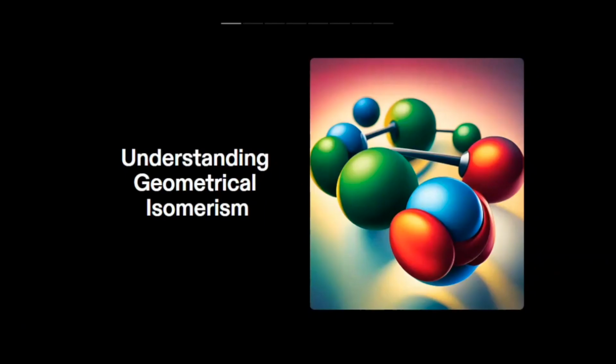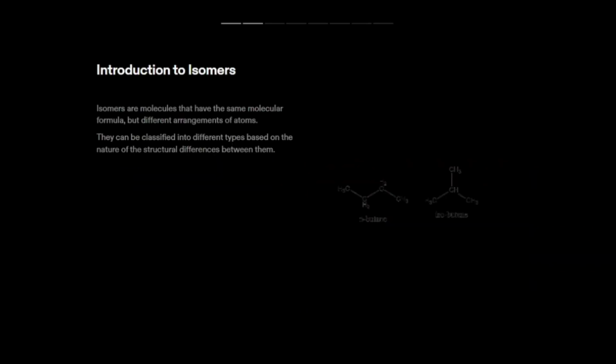As I said, we are going to learn the concept of geometrical isomerism. Before that, we have to understand the concept of isomerism first. Isomers are molecules that have the same molecular formula but different arrangements of atoms. As you can see in the image, these are examples of isomers, that is normal butane and isobutane. These two compounds have the same molecular formula but different structural arrangements. That is why they are called isomers.